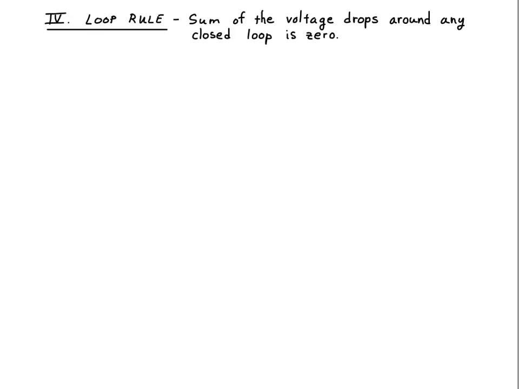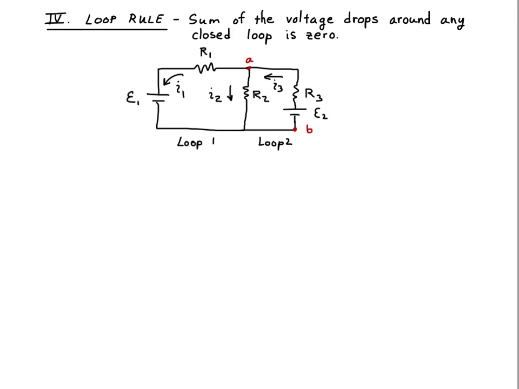The next thing we learned is what's called the loop rule. That is, the sum of all the voltage drops around any closed loop in a circuit must be 0. So suppose we have this circuit here. We have two batteries, E1 and E2, and I get to define the direction of current any way I want. So in this case, just for fun, I'm going to have I1 go against this battery, going this way, I2 go down along R2, and I3 going up along R3 and going to the left like this. So in this circuit, I can see two loops, loop 1 and loop 2.